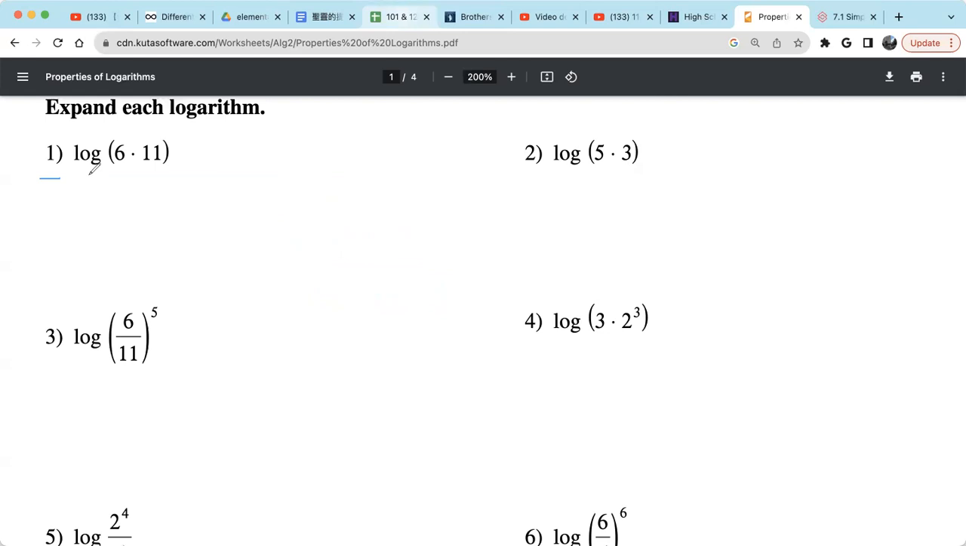So let's understand this log. First, the base is 10. And the value here is 6 multiplied by 11. So I have a product inside the parentheses. If I read this, I read it as log of 6 times 11. I don't have to see 10. When I do not see 10, that means the base is 10 by default. So with logarithms, I can split this into 2 logs. I can split it into a sum of 2 logs.